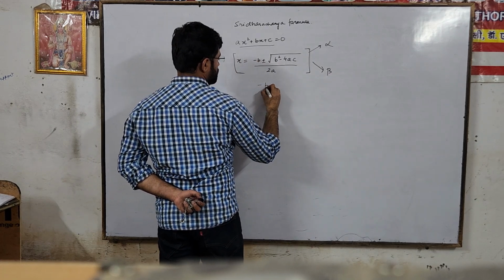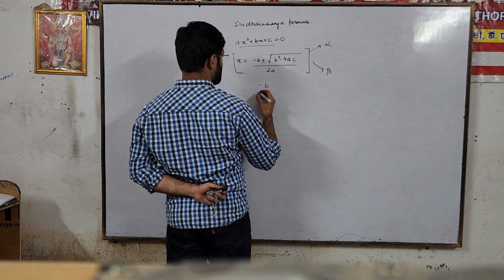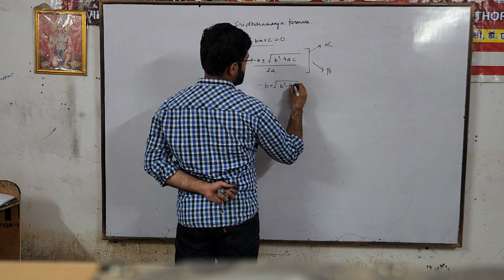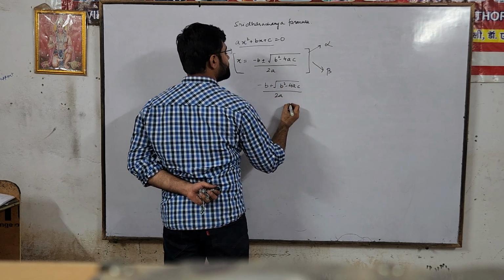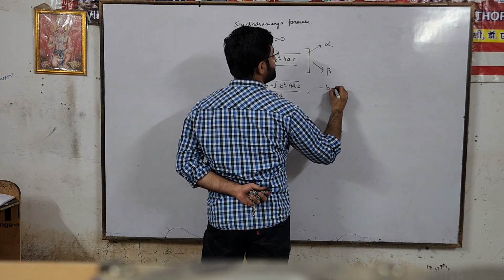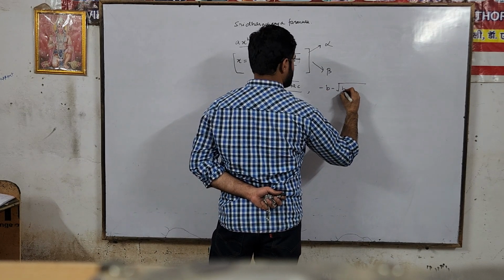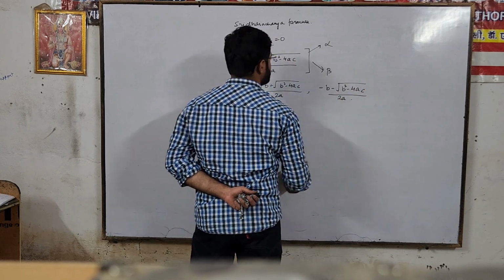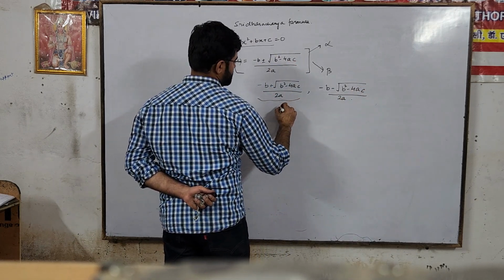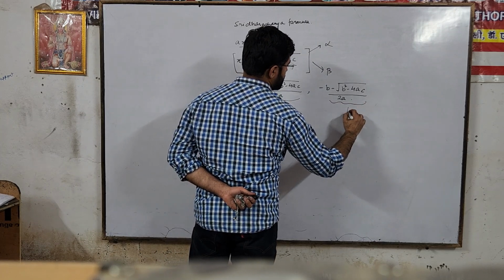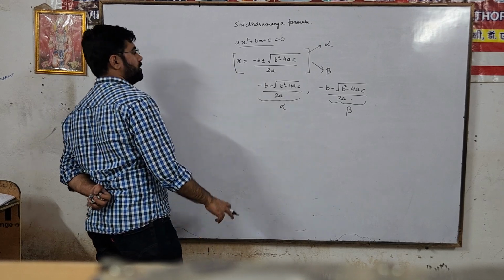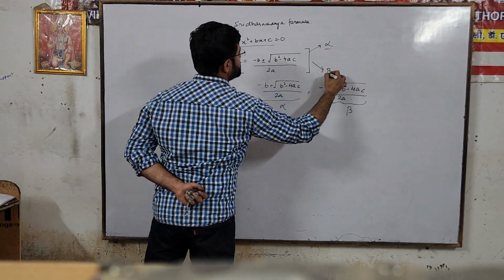Okay? The two roots are going to be minus b plus under root of (b square minus 4ac) upon 2a, and the second root is going to be minus b minus under root of (b square minus 4ac) by 2a. Okay? So let us take this one as alpha and this one as beta. Right? Now, we have two roots, alpha and beta.